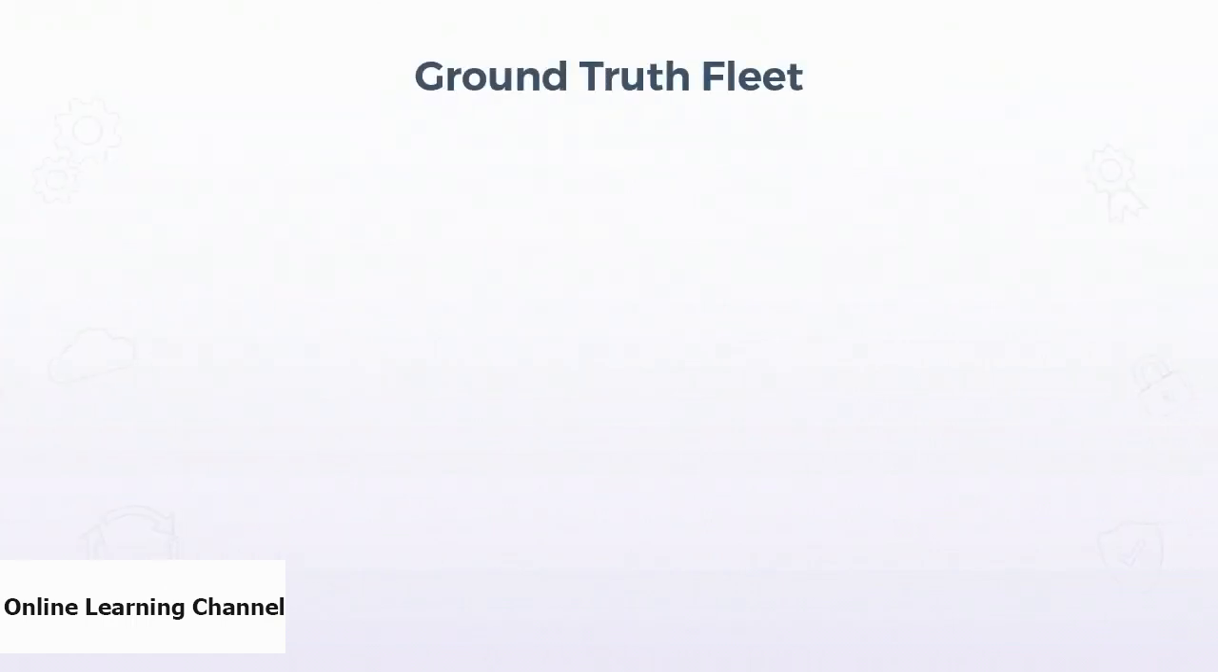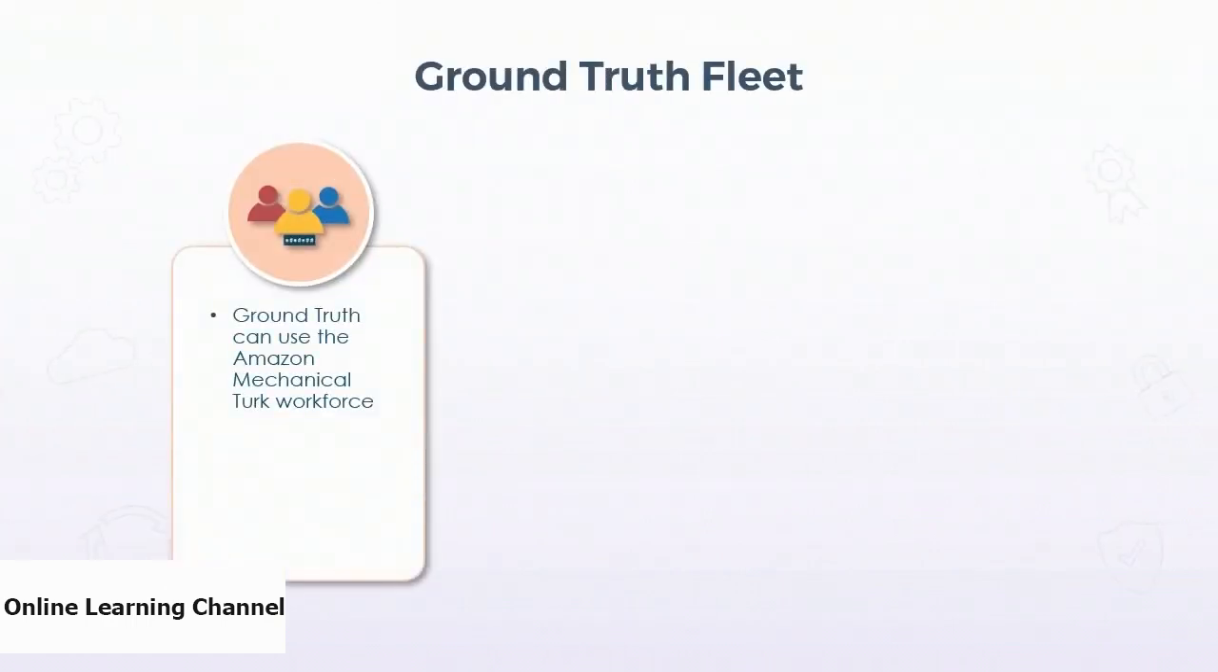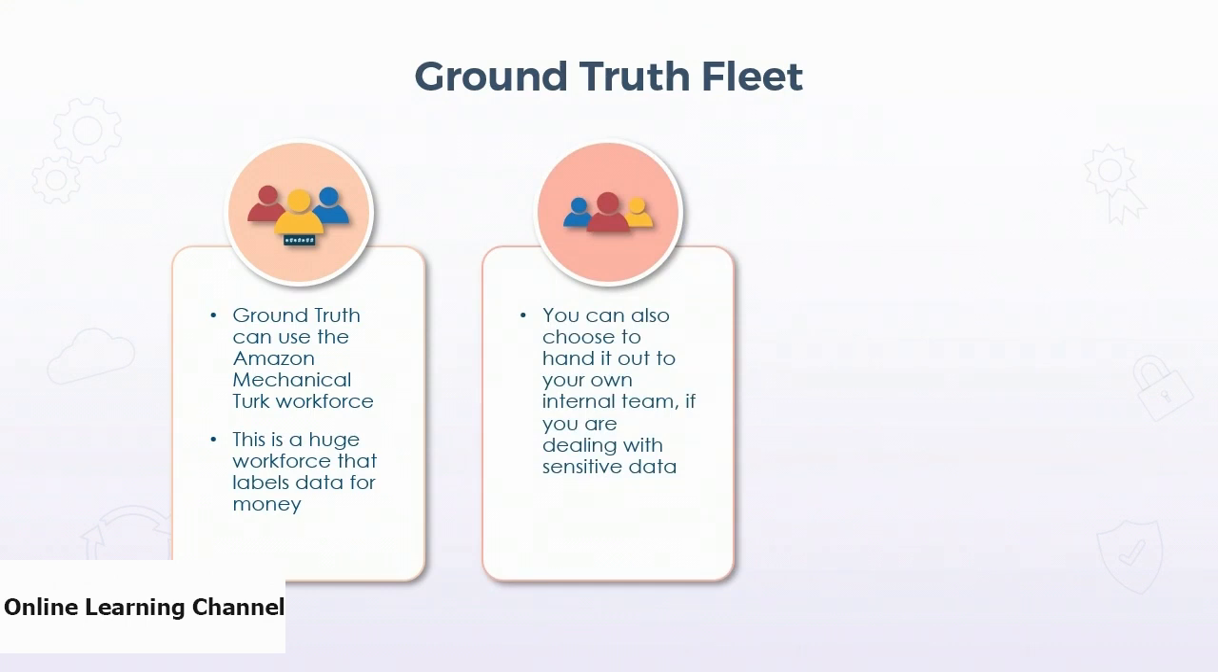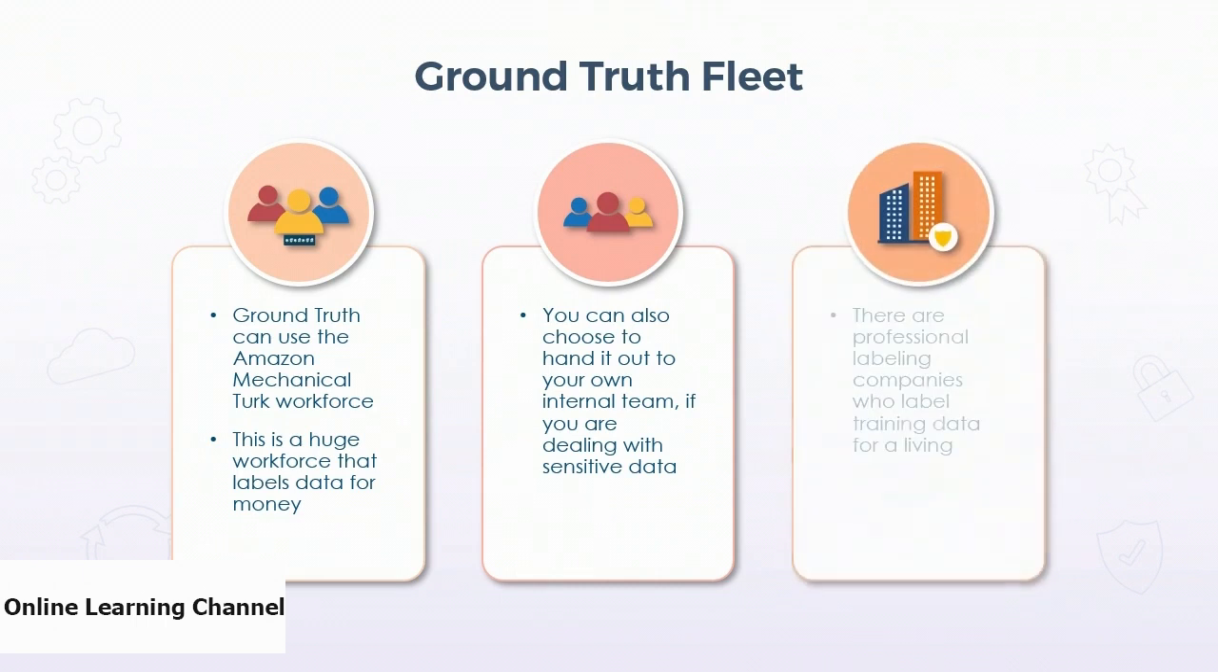Now let's understand who these people are. Ground Truth can use the Amazon Mechanical Turk workforce. This is a huge workforce of people around the world who will label your data and do a bunch of other simple tasks for you for a very small amount of money. You can also choose to hand it to your own internal team if you're dealing with very sensitive data. Also, there are professional labeling companies out there who do nothing but have a fleet of human beings who label training data for a living. If you want someone who's a little bit more specialized in this sort of training, you can spend even more money and use one of them.